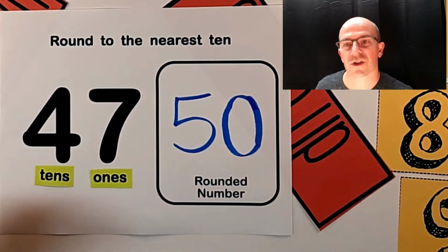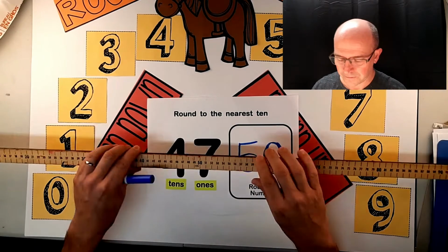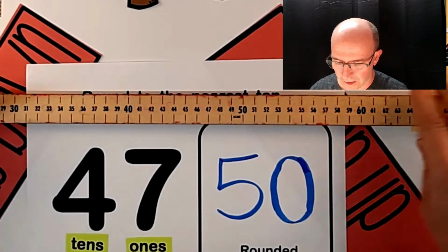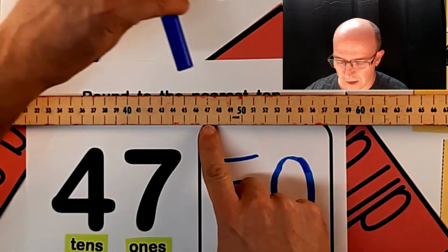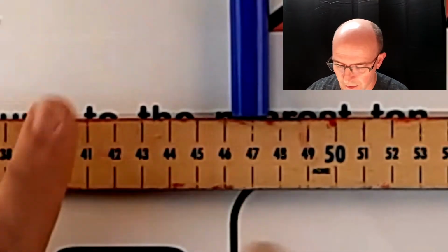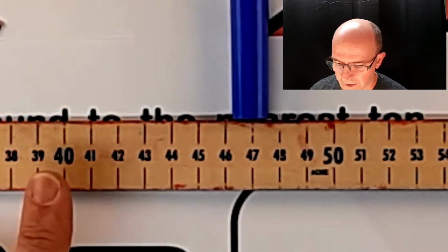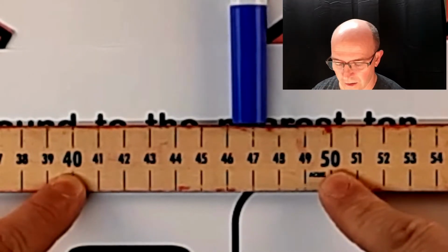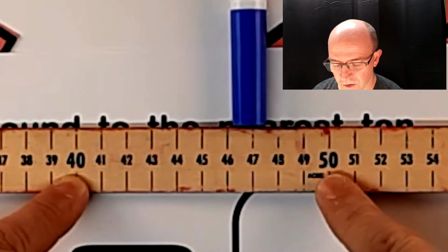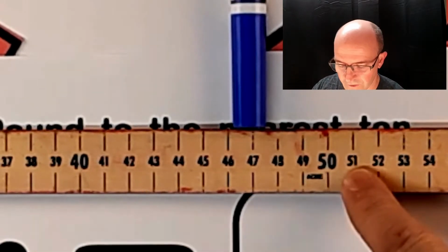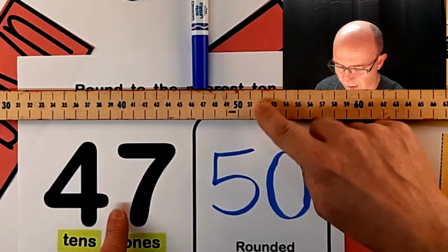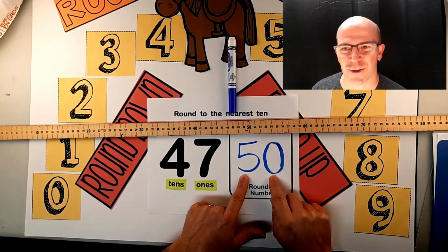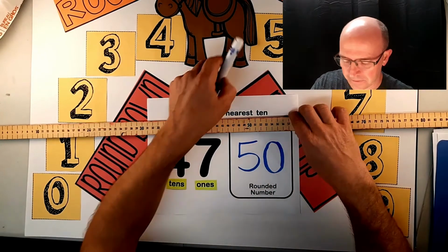Now, if I wanted to check again on my number line, I need to find 47 on my number line. There it is. And I'll point to that with my marker. So 47 is between 40 and 50. Which number is it closer to? It is closer to the 50. We said 47 rounded to the nearest 10 would be 50. Good job. Let's try another one.